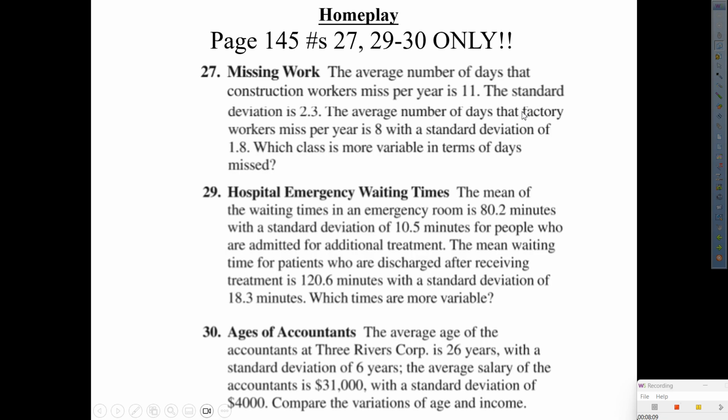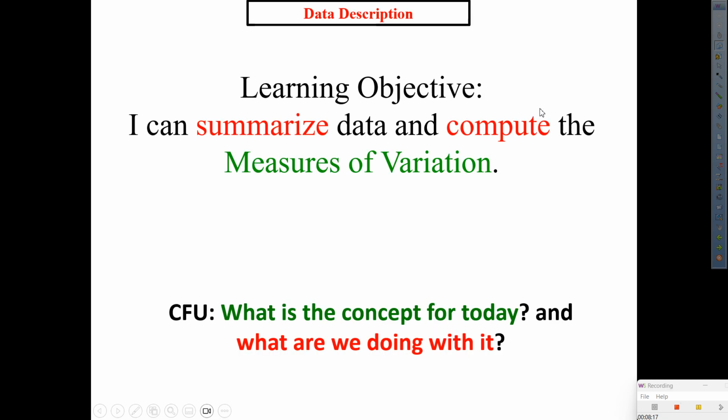Let's go. All right? Get a Cornell note ready, please. Our objective for today, I can summarize data and compute the measures of variation. And I'll give you guys a minute to turn in your home plate. Hurry up, please. Yes, Celeste? Shall we? Here we go.